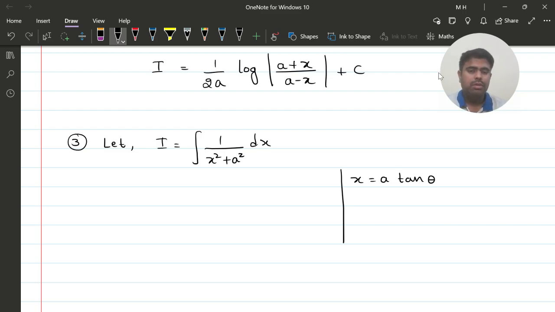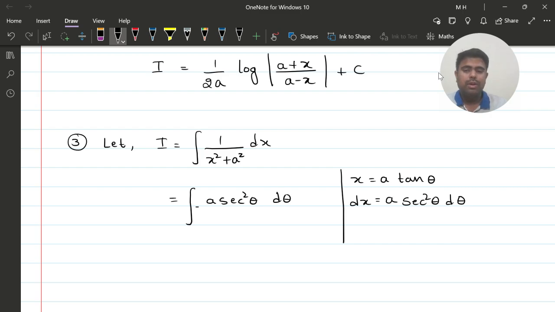If you differentiate it, what will you get? dx is equal to a, which stays as it is, and the derivative of tan theta is sec square theta. Since we are taking the differential, it is d theta, right? So this will give you what? The integral of 1 dx, that dx is a sec square theta d theta, whole divided by x square. x equal to a tan theta, so x square would be equal to a square tan square theta plus a square, right?